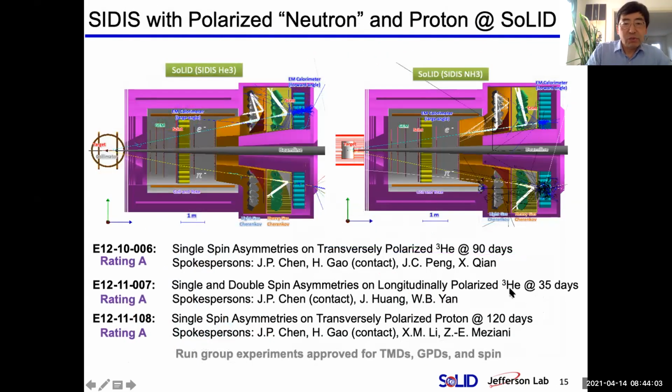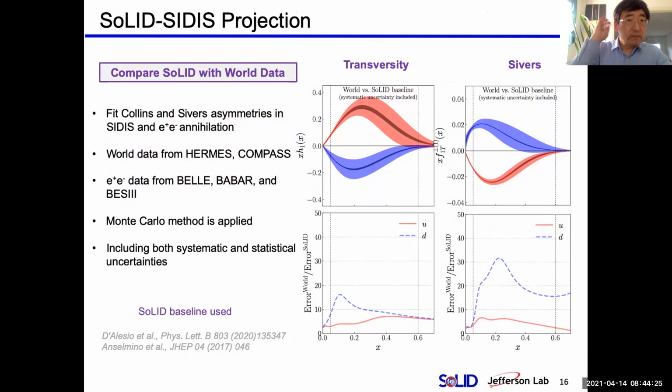So we have 3 experiments approved by PAC with the highest rating A with SoLID, and 2 use polarized helium-3 to study the neutron, longitudinally and transversely polarized. And 1 uses transversely polarized protons, with an NH3 target. So these are the 3 main programs for SoLID. These are the impact studies.